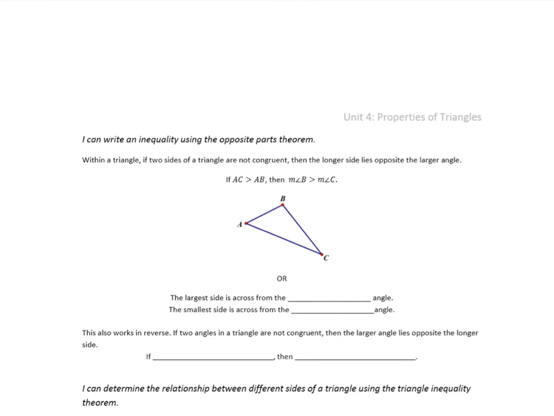So we can then write inequalities within our triangles ourselves. Within a triangle, if two sides of the triangle are not congruent, then the longer side is opposite the larger angle. So for example here, if side AC is longer than side AB, well, AC is across from angle B, and AB is across from angle C. So my longer side, AC, is across from the larger angle, and the shorter side is across from the shorter angle.